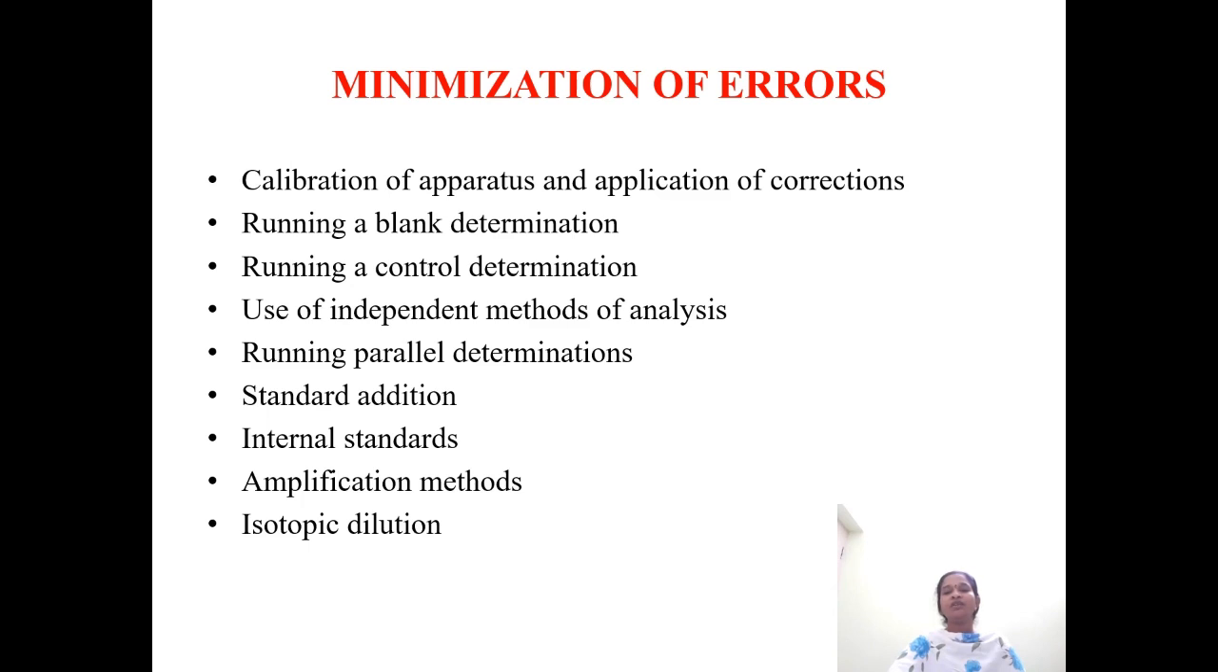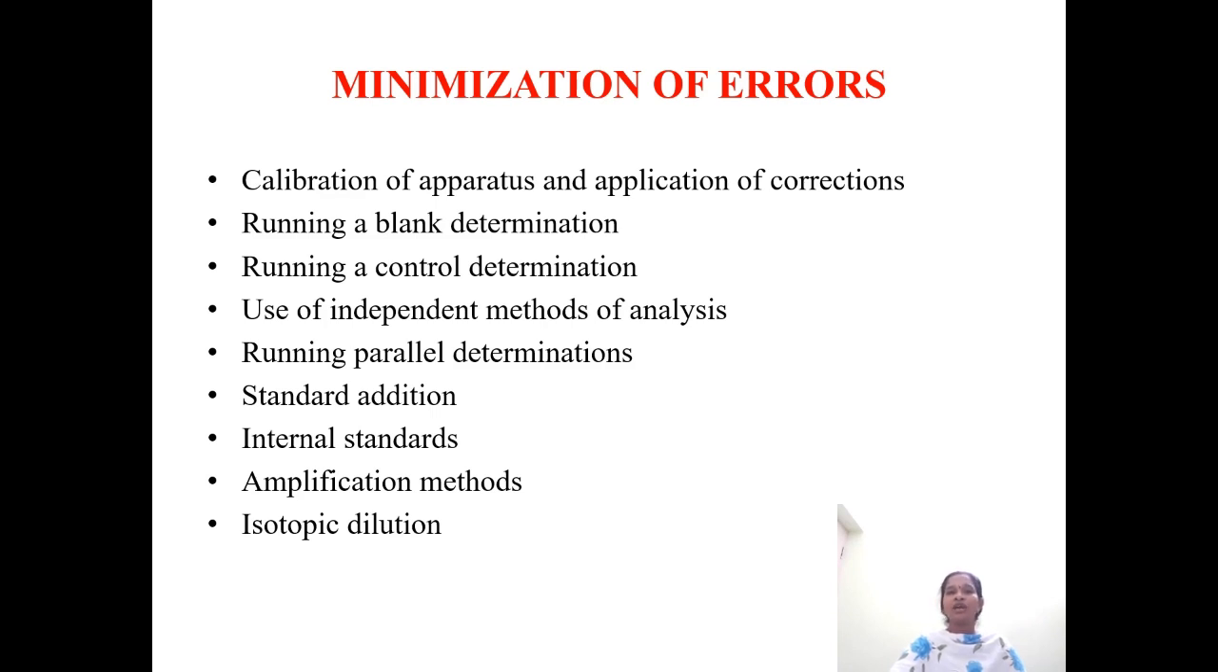And then there are some ways to minimize the error. First one will be the calibration of apparatus and the application of corrections. Second, running a blank determination. Third, running a control determination. Fourth, use of independent methods of analysis. Fifth, running parallel determination. Sixth will be standard addition. Seventh will be internal standard. Eighth will be amplification methods. And the last one will be isotopic dilution.